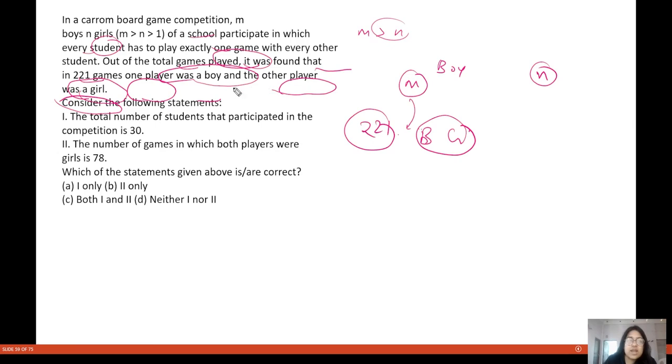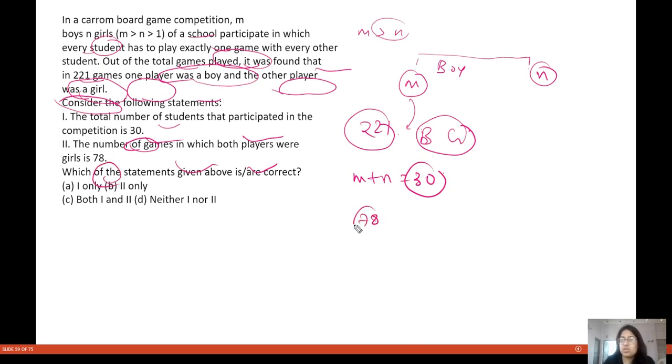Now, what the question is asking is that the total number of students that participated in the competition is 30. So m plus n is equal to 30. The number of games in which both players were girls is 78. Which of the following statements are correct?